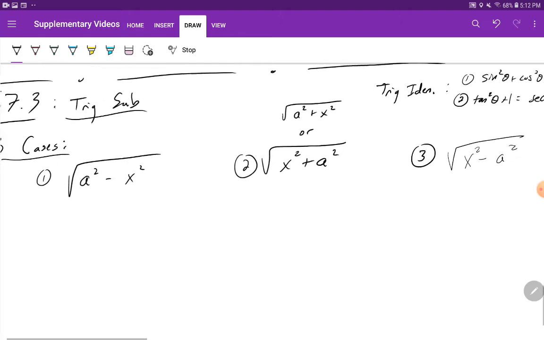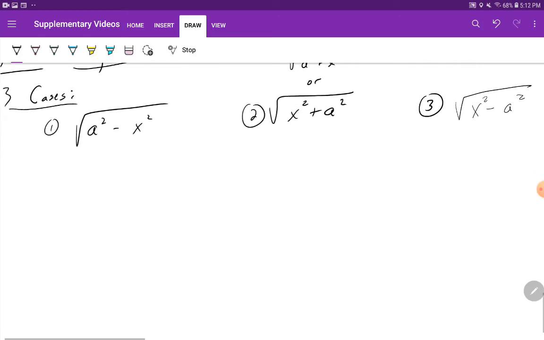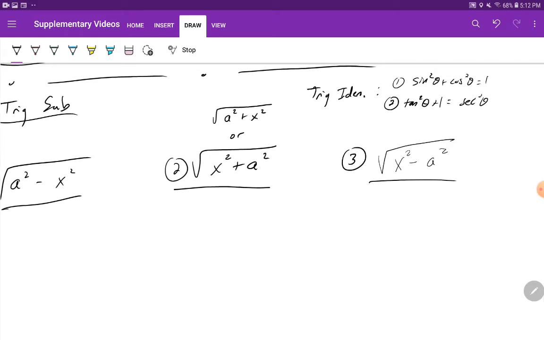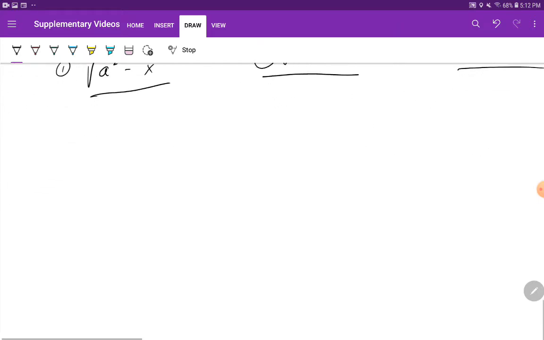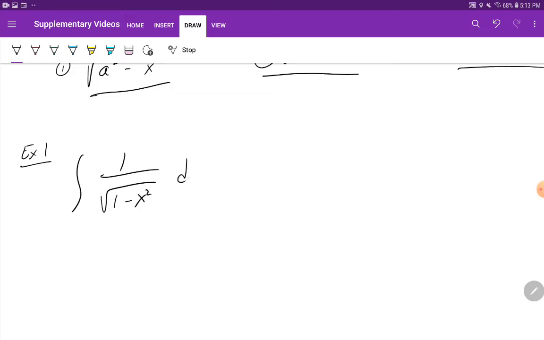As long as you can identify what form they're in, out of these three cases, you should be able to use one of these trig identities and make your substitution accordingly. I know that sounds very cryptic, but hopefully the example will make sense. So let's look at example 1. We're integrating 1 over the square root of 1 minus x squared dx. Now, some of you may look at this and think, wait, that looks kind of familiar. I think I know that one, right?